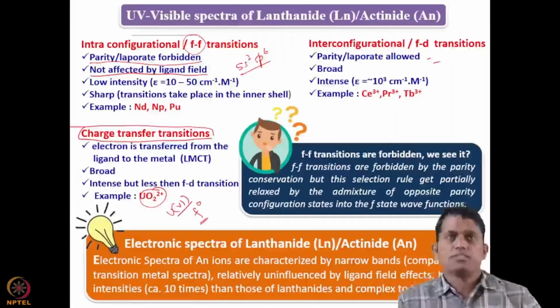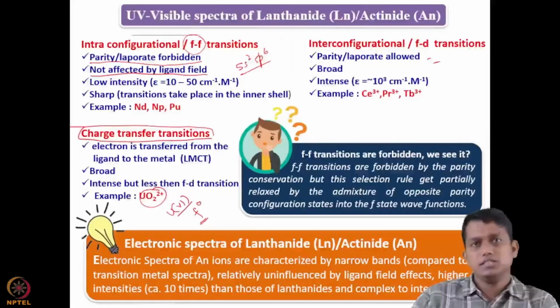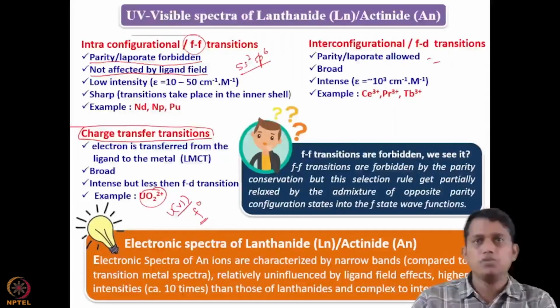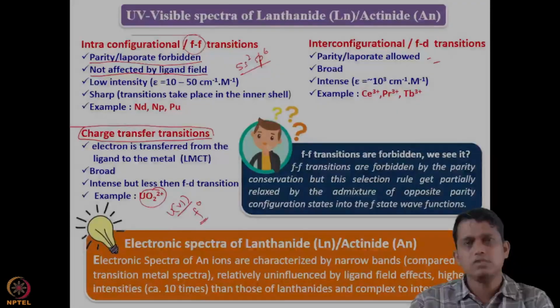When you compare the actinide ion and the lanthanide ion, the actinides are comparatively broader than the lanthanides, because the 5f orbital is more diffused compared to the lanthanides. And we'll try to see how the spectra will look, and we'll continue this in the next section. And thank you very much.